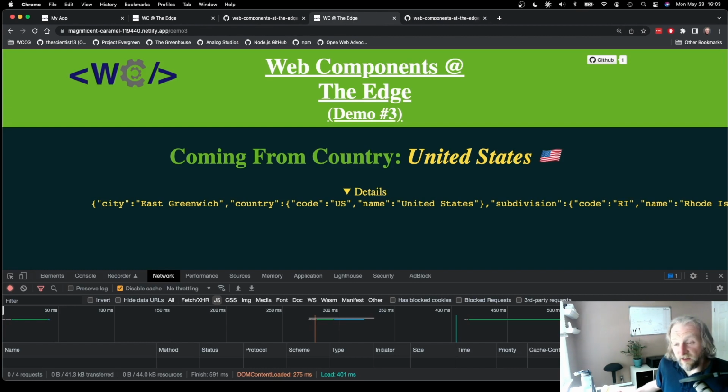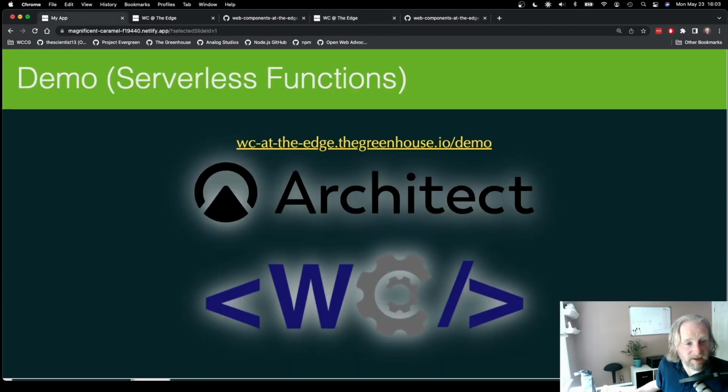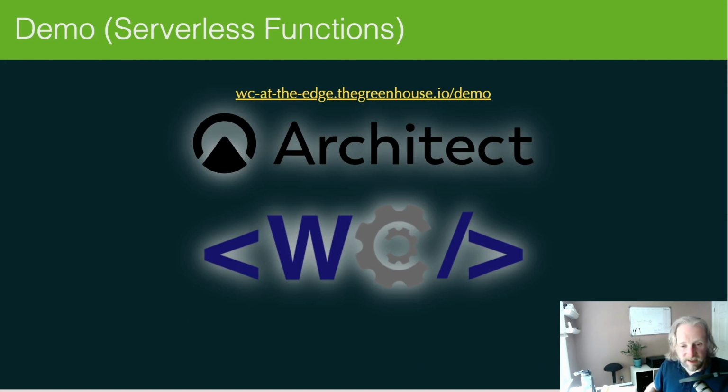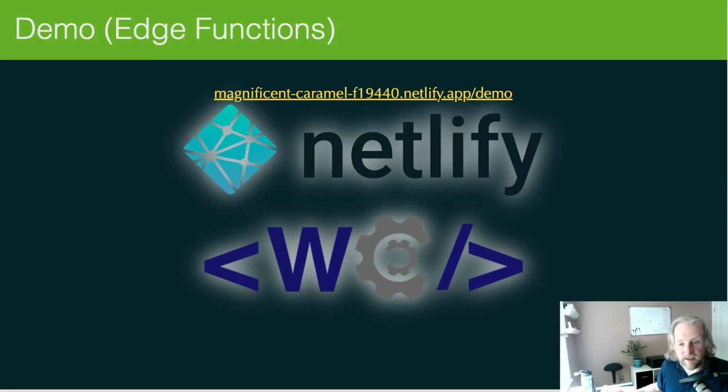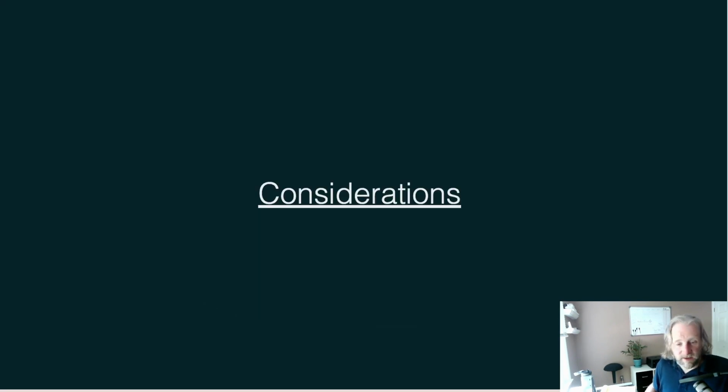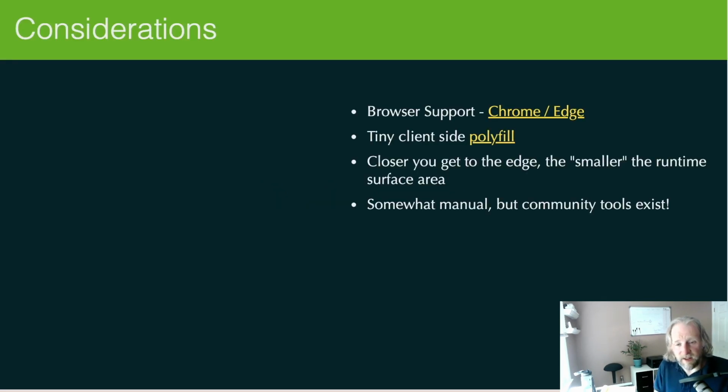These are all linked to from the slides, which I'll go back to. I already did that, and I just did this example with a Netlify edge function. So just to close out here, I'll leave you with a couple considerations to think of. Declarative shadow DOM support in browsers is still new-ish. It's available in Chrome and Edge, and there's a tiny client-side polyfill to make that work in other browsers like Safari.